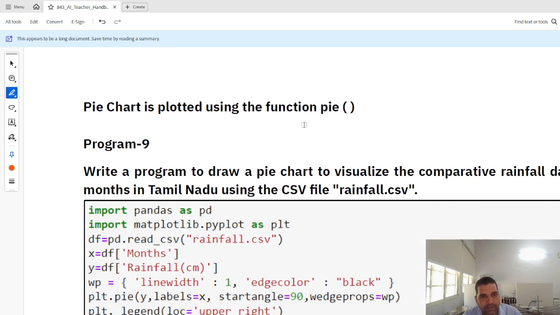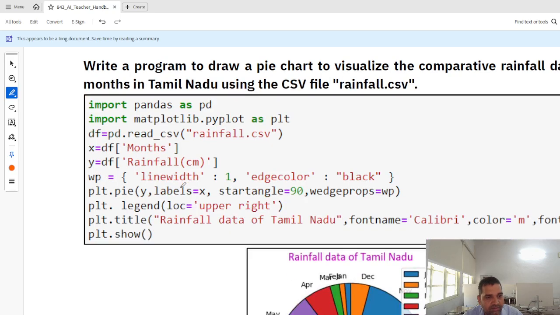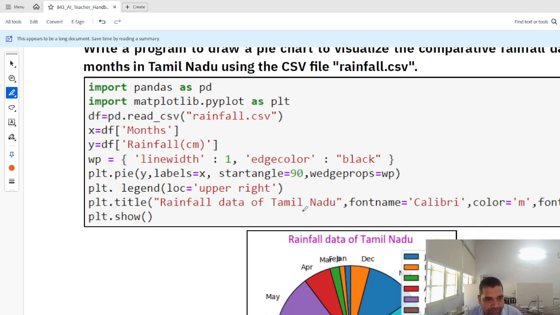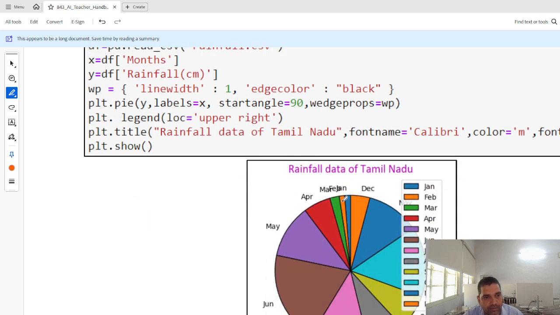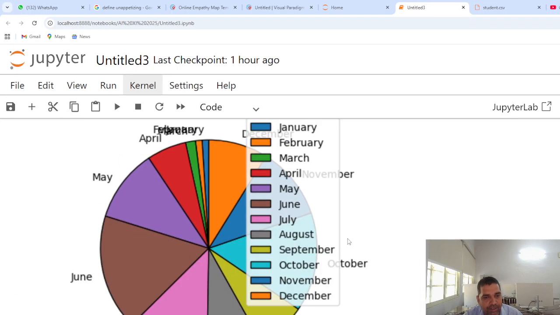So we plot the pie chart with the help of the pie function. So what we use here is plot.pie. Here we provide the line width and edge color. We have y, and labels equals to x, start angle 90 degrees, and we provide wedge props, WP, which we have used here. And the legend with location upper right. So let me show you, students, this which I have plotted over here.